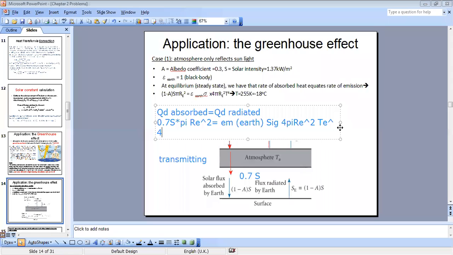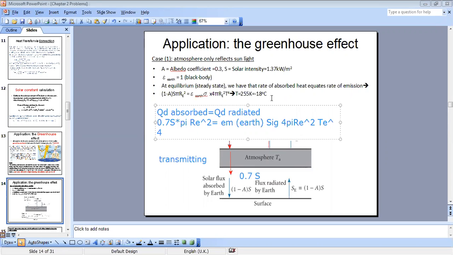I know everything in this equation. My only unknown is the temperature of the Earth. And the temperature I calculate will be in Kelvin, because the Boltzmann constant in this formula is related to Kelvin. To transform it to degrees, you have to subtract 273. As you can see, when you did the solution, the temperature you calculated is minus 18 degrees, which is very cold. It's a very low temperature.